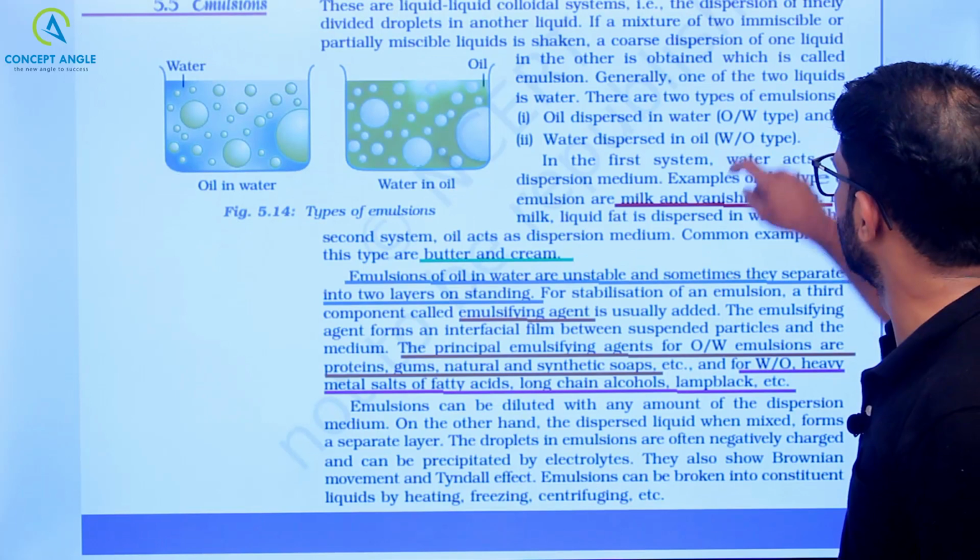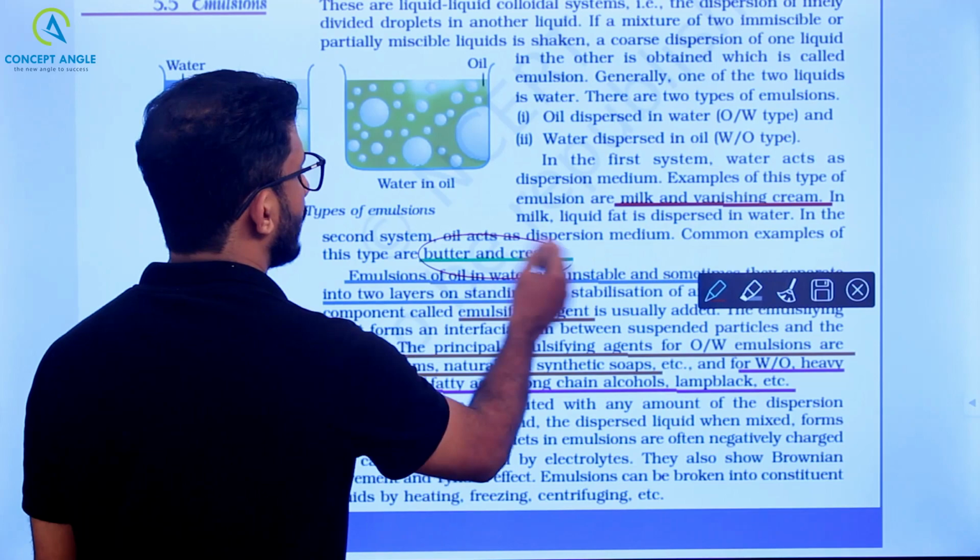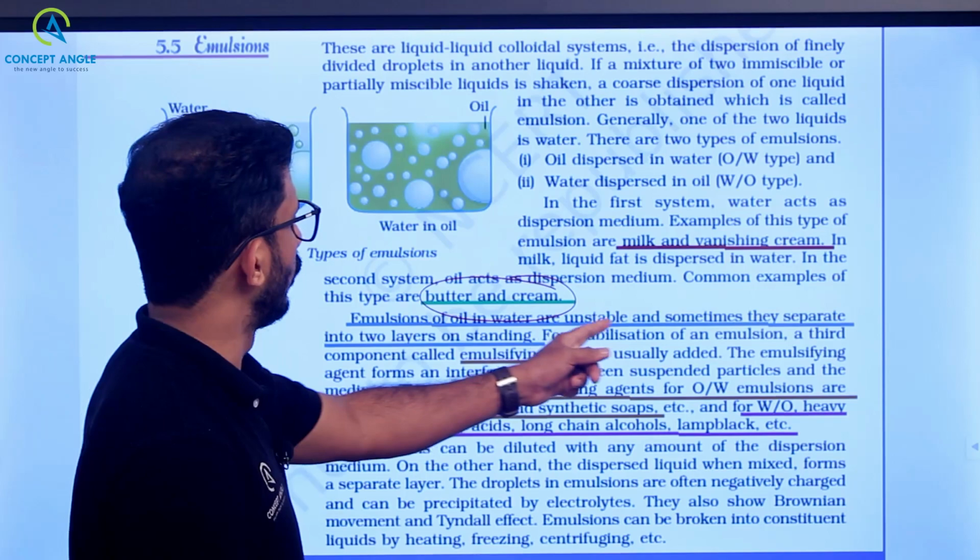This is your NCERT book. Milk and vanishing cream are examples of oil in water type emulsions, and butter and cream are examples of water in oil type. Emulsions of oil and water are unstable and sometimes separate into two layers, so we use an emulsifying agent.